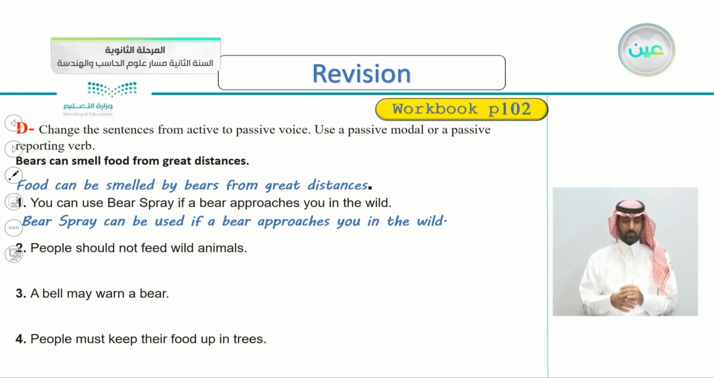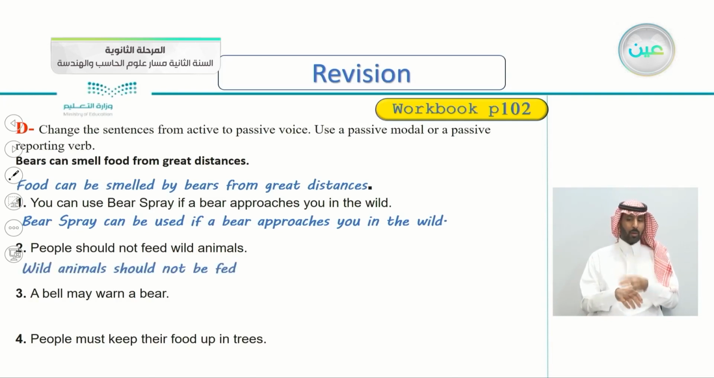So how do we change it from active to passive? Very good. We say wild animals should not be fed. Wild animals should not be, and the past participle of the verb feed is fed. Should not be fed. Very good. Number three, a bell may warn a bear. A bell may warn a bear. So how do we change this one from active to passive?